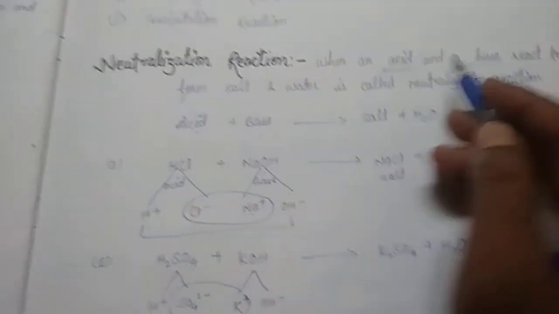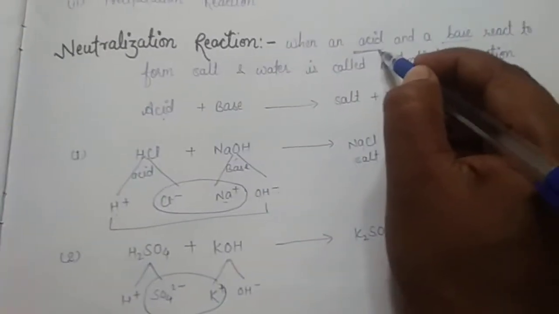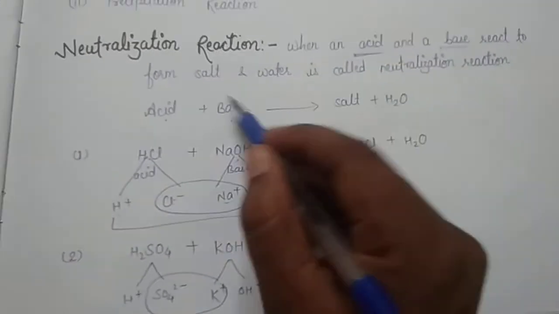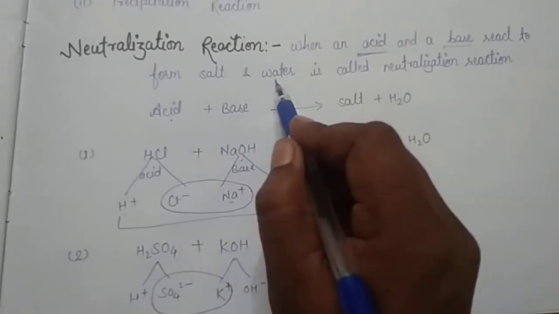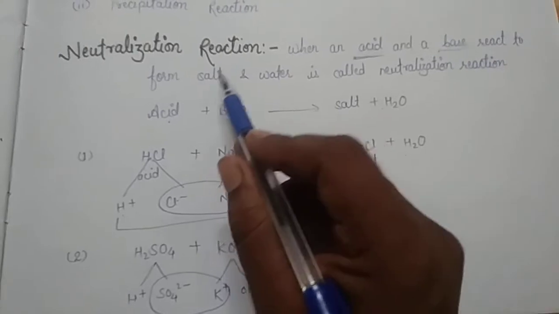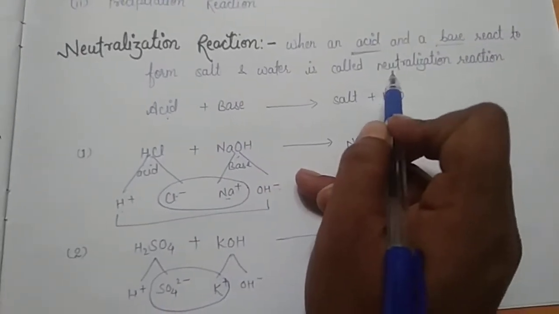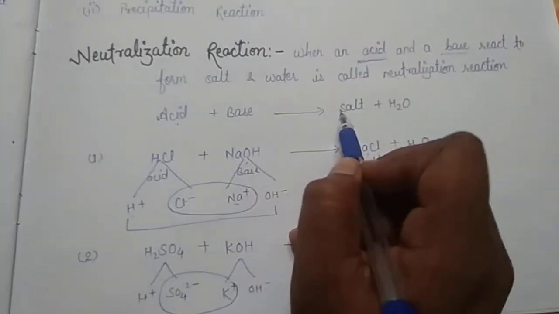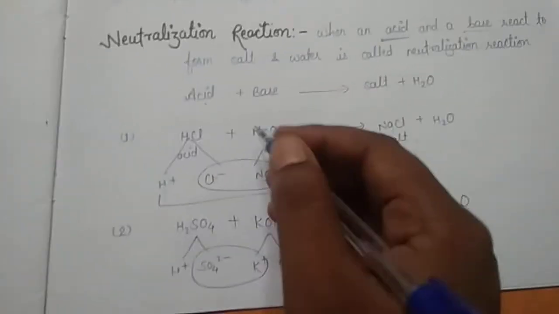Neutralization reaction. Underline this point and note it in your copy. When an acid and base react to form salt and water, the product should be only salt and water. Whatever the salt may be, children, it should be a salt. If it forms salt and water, it's called a neutralization reaction. Clear? We can also write this as acid plus base gives salt and water. So the whole reaction will be a neutralization reaction.